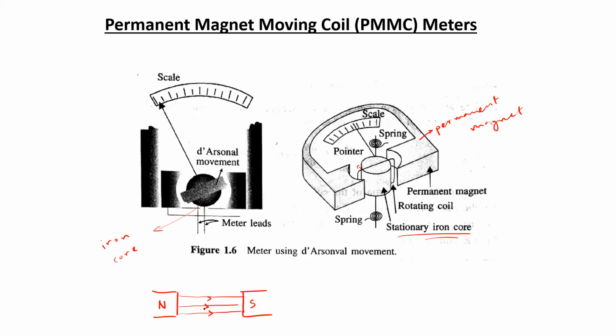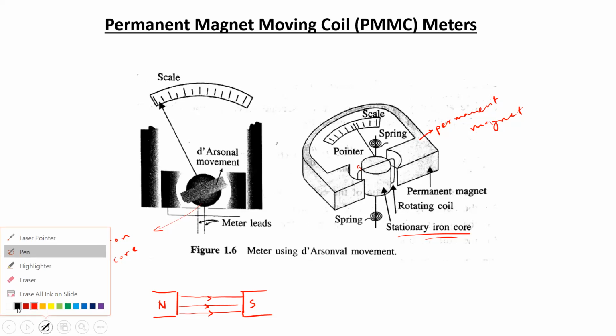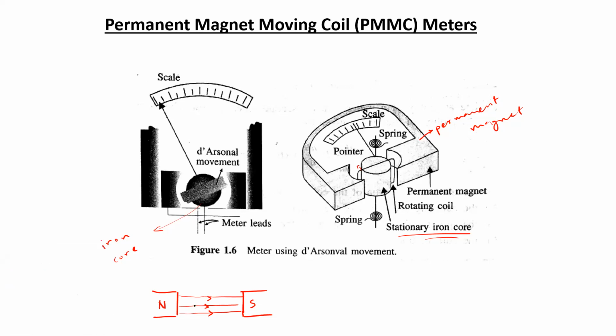So if flat pole faces are considered, then the magnetic field lines will not cut the coil perpendicularly each time. Let's say this is the coil arrangement. At this point, the magnetic field line is cutting the coil perpendicularly. So at that point, the developed torque is supposed to be maximum.